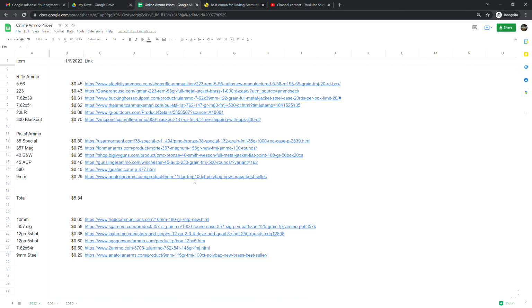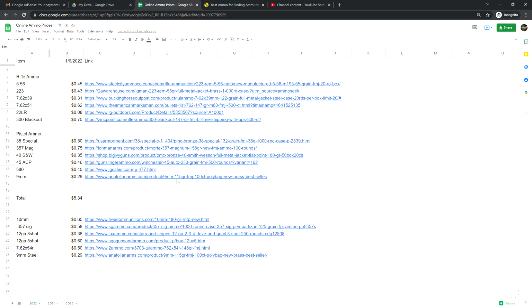So this week, 5.56 ammo starting off is 45 cents a shot. 223 is at 43 cents a shot. 7.62 by 39 is at 31 cents a shot. 7.62 by 54R is at 62 cents a shot. 22 long rifle is at 8 cents a shot. And 300 blackout is at 70 cents a shot.